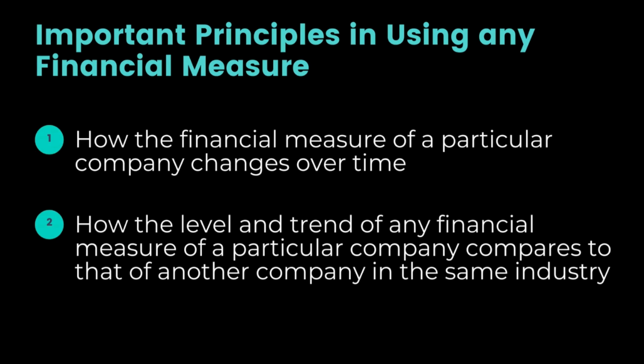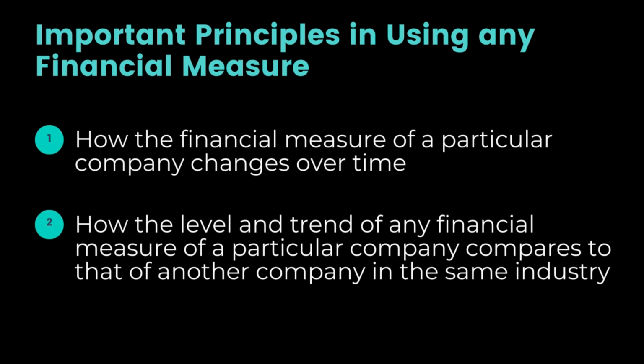of important principles in using any measurements to determine the financial health of a company. 1. What matters the most is how financial measures change over time. For example, you must consider if the financial measure is improving or deteriorating over time. You must also look at the volatility of that measure. In general, volatility is not a good thing for beginning investors.